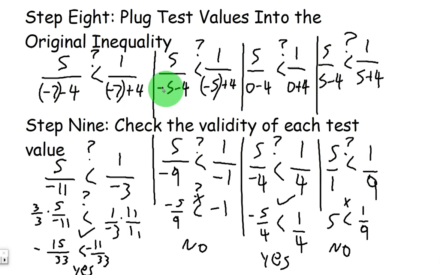When we plug in negative 5, we get 5 over negative 9. Is that less than negative 1? No, right? Because negative 5/9 is closer to 0, so it's going to be bigger. So when we plug in negative 5, that part of the number line will not be shaded. Plug in 0, we get 5 over negative 4. Is that less than 1/4? Well, yes, because it's negative and 1/4 is positive. So that part of the number line at 0 will be shaded. And finally, when we plug in 5, is 5 less than 1/9? And the answer is no. So only at 0 and negative 7 will they be shaded.